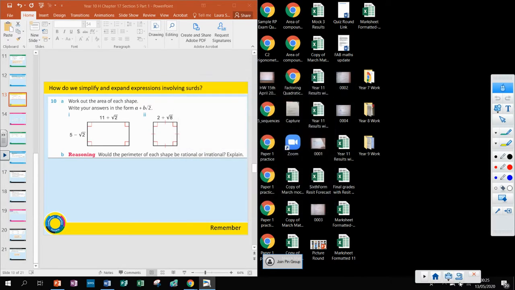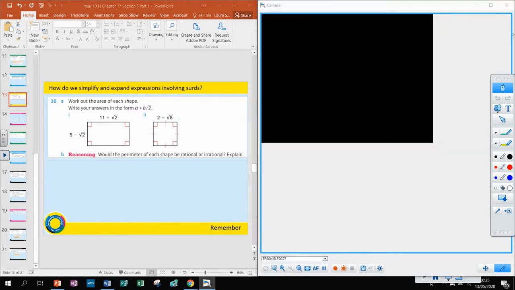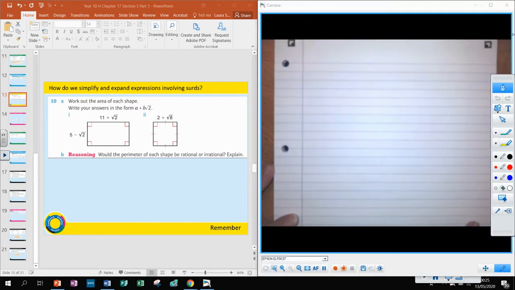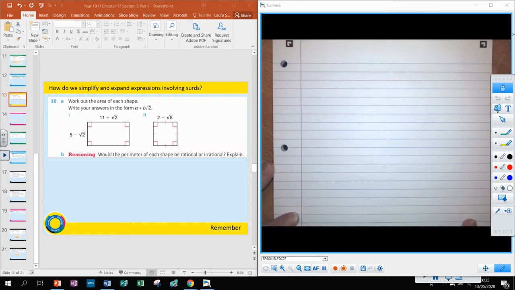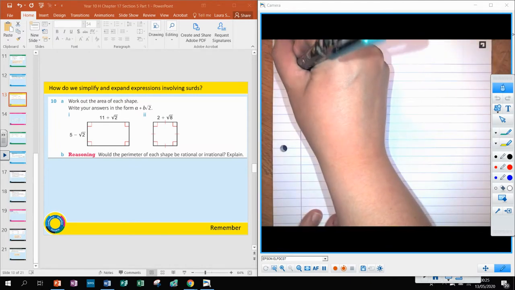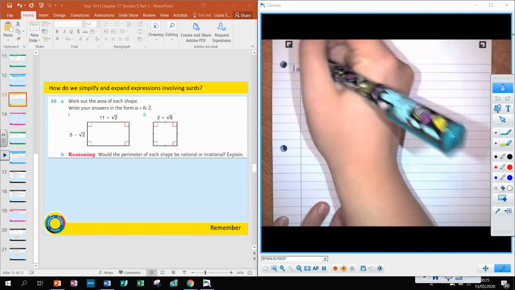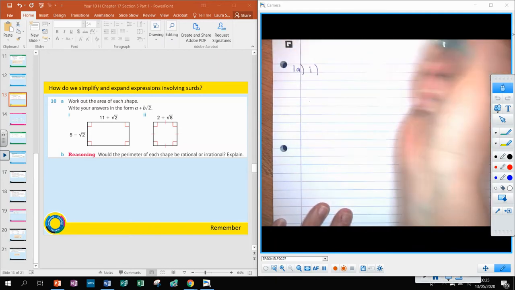Okay guys, well done. Let's just get this set up for us. All right, lovely. Hopefully that focuses. There we go, perfect. Right, so in this question, we have a rectangle, and they're asking us first to find the area of both rectangles, okay? So let's take a look at part 1.